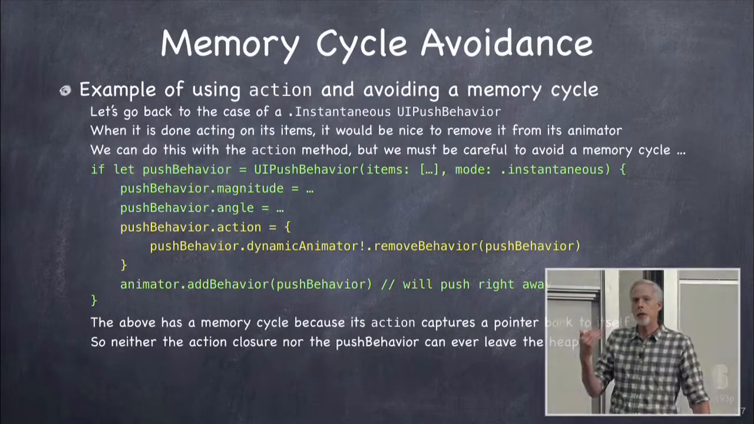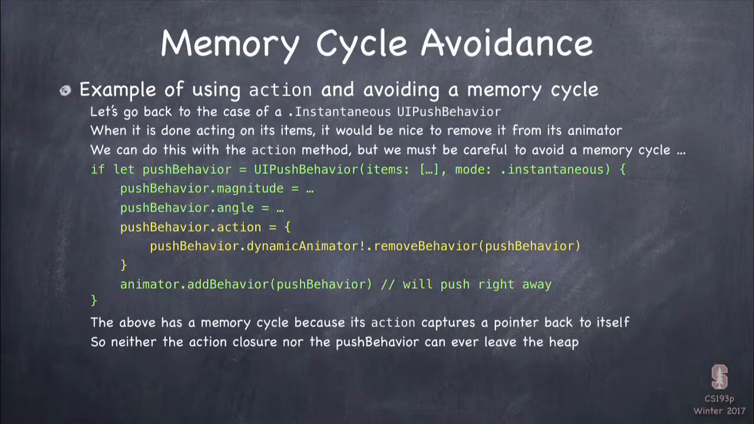Now, let's go back and fix that problem we had with the push. We have this instantaneous push, and so we do this one push. First of all, we create the push behavior. We add the items we want to push to it, just by saying right there, UI push behavior, items. Put an array of UI views that we want to push. And then we set the mode.